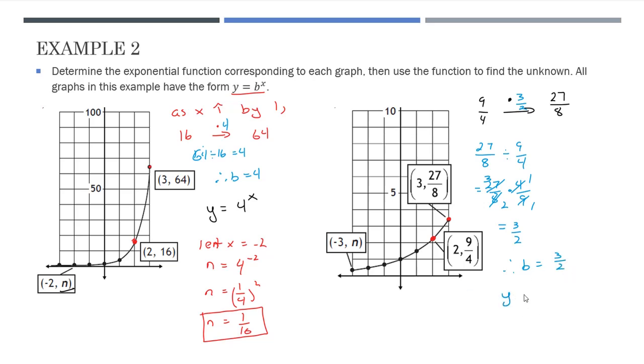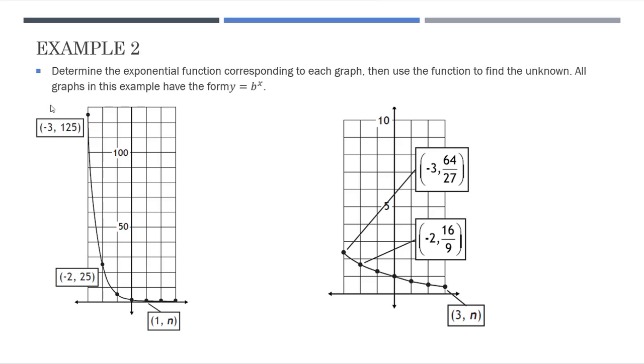That means that our equation is actually y equals 3/2, make sure this is in brackets, to the power of x. We're not done. We need to let x equal, in this case, -3. So we're going to have n equals 3/2 to the power of -3. So I'm going to reciprocate the base. So it becomes 2/3 all to the power of 3. And 2 cubed is 8. And 3 cubed is 27. So therefore n is 8/27.